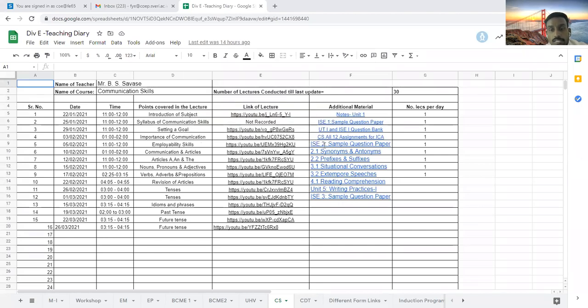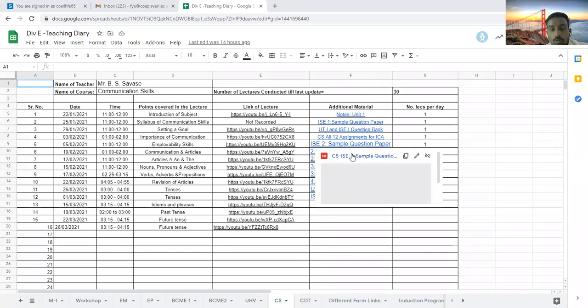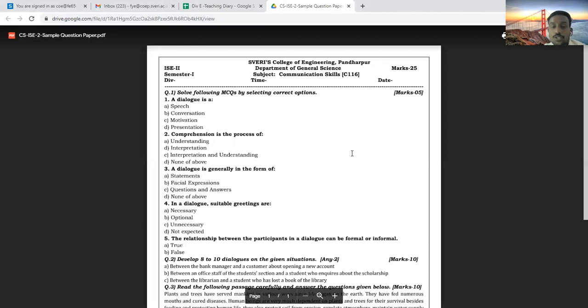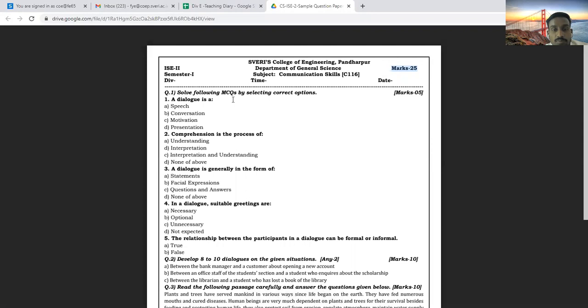If you go here, you'll see the ISC second sample paper is here. And if you go and click on this, you'll get one more sample paper for ISC second. Now all of you pay attention. See, ISC 2 will be of 25 marks. And in these 25 marks, the first question will be of MCQ type. And those MCQs will be based on unit number 3, oral communication.